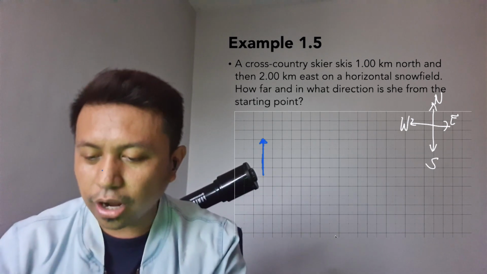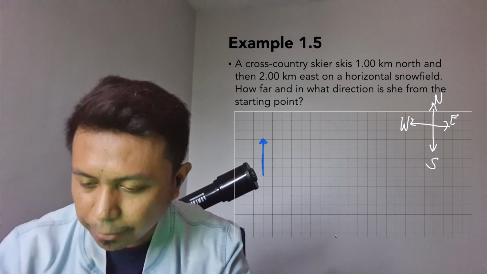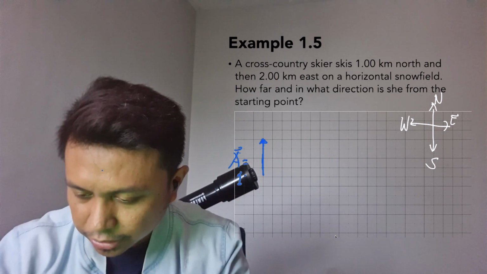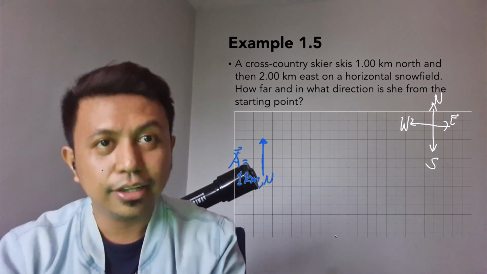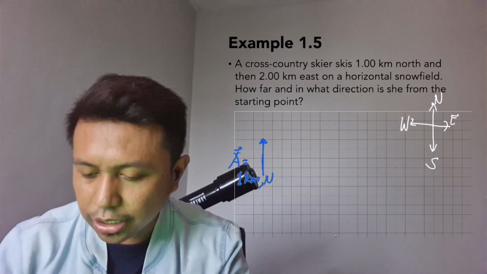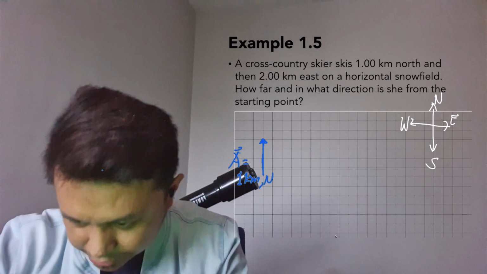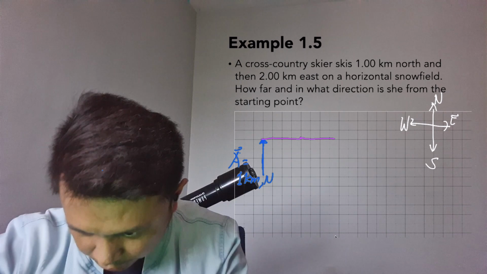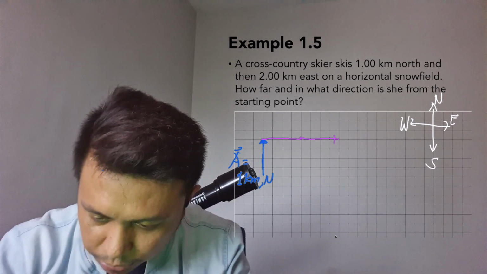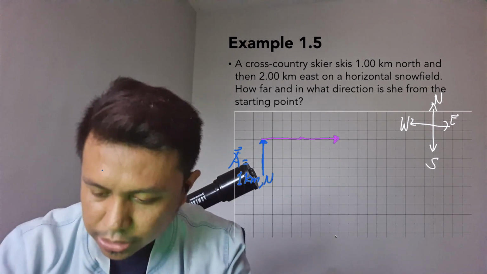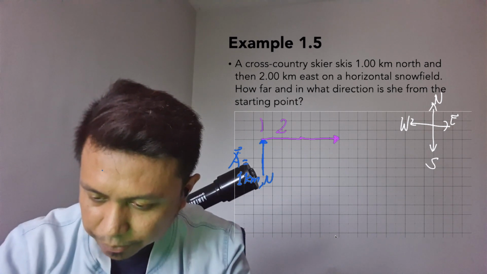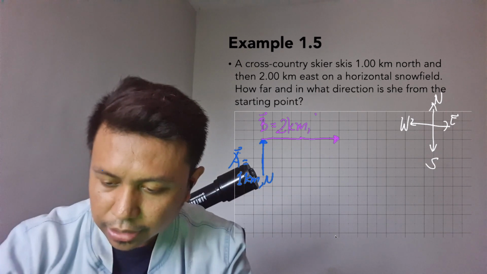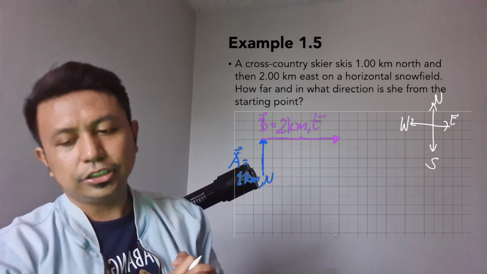So it goes north at vector A, let's say, 1 kilometer north. And then we have vector B to be at 2 kilometers east. So this is 1 kilometer, and this is 2 kilometers. This one is vector B, equal to 2 kilometers east. So this is now your two vectors.